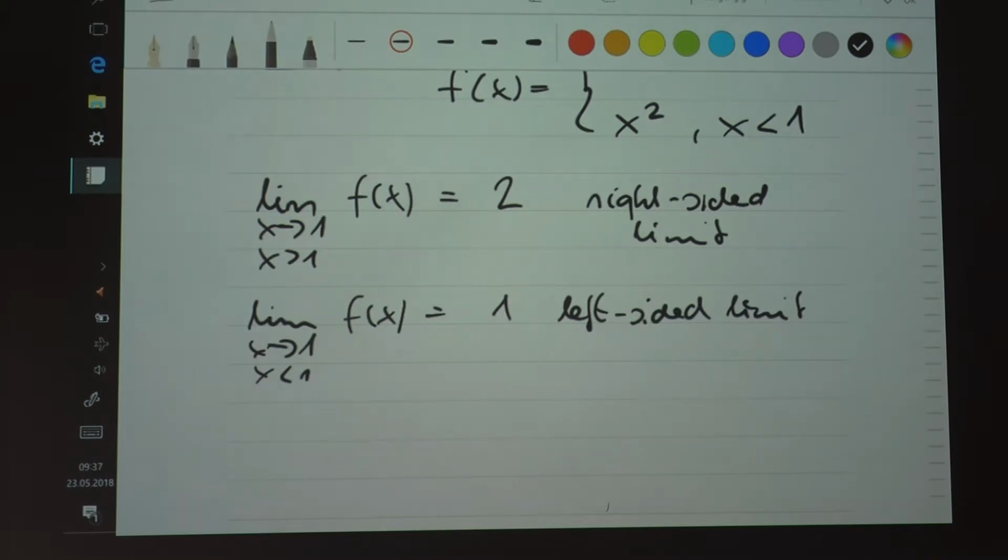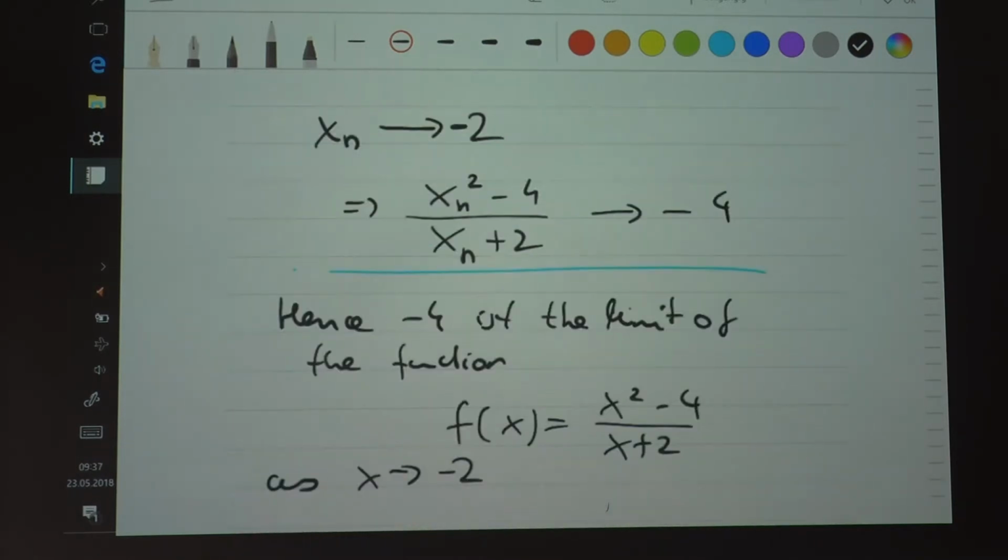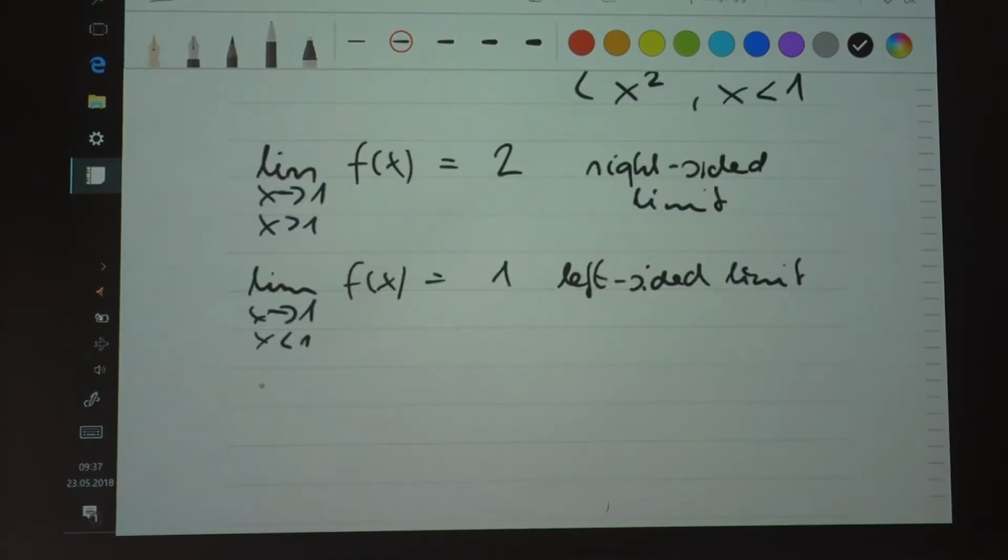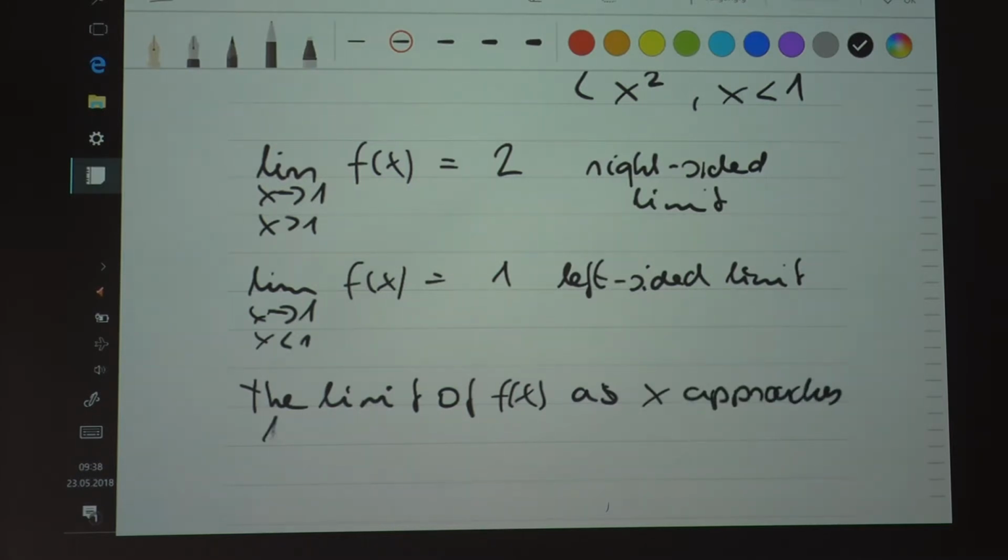The function itself does not have a limit at point 1, because the limits for all sequences must be equal, and this is not the case. For all sequences that converge to -2, the limit of the function is equal to -4 always. The function always tends to -4 as a sequence tends to -2, no matter where the sequence is coming from. You understand that? But here, in this case, the limit of the function f of x as x approaches 1 does not exist. Only the left and the right side limit of the function exist.